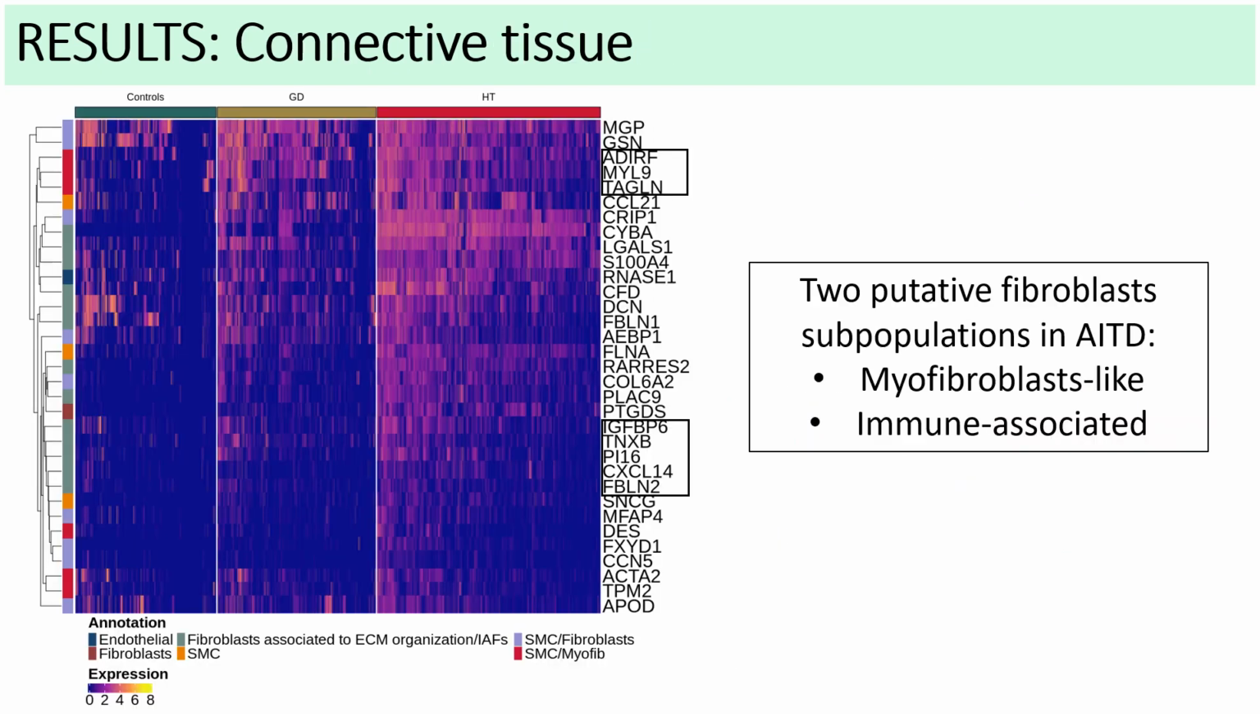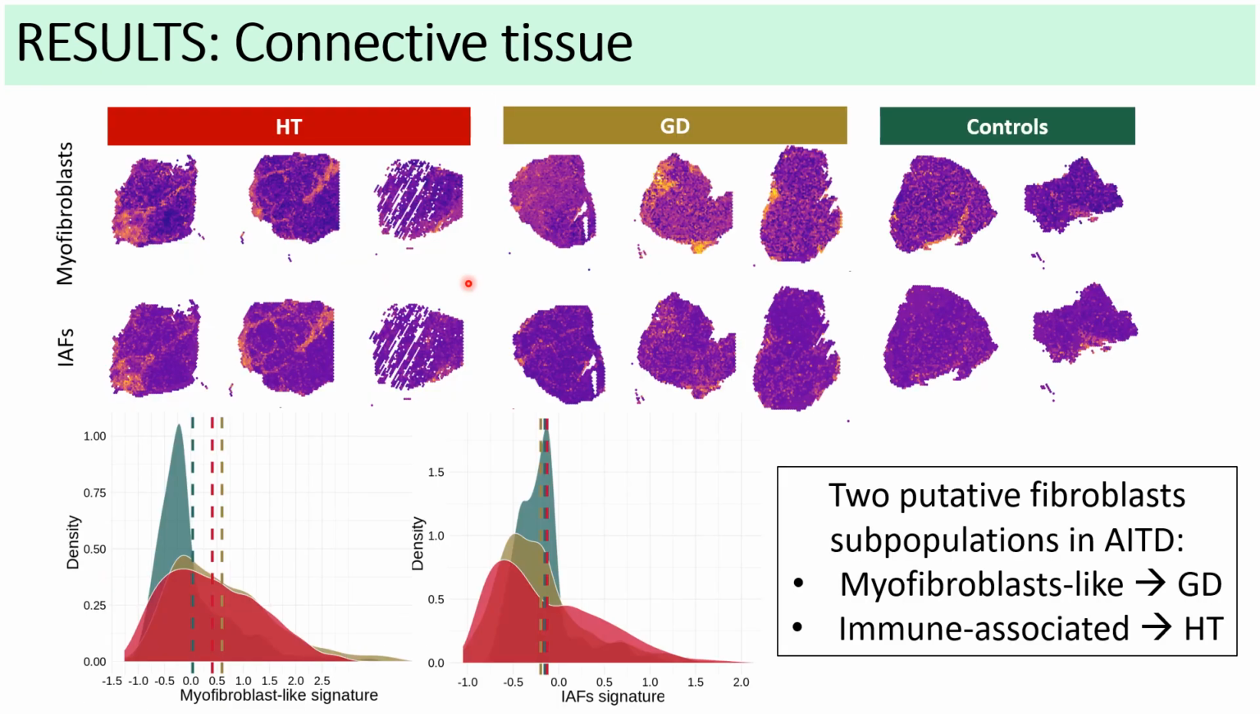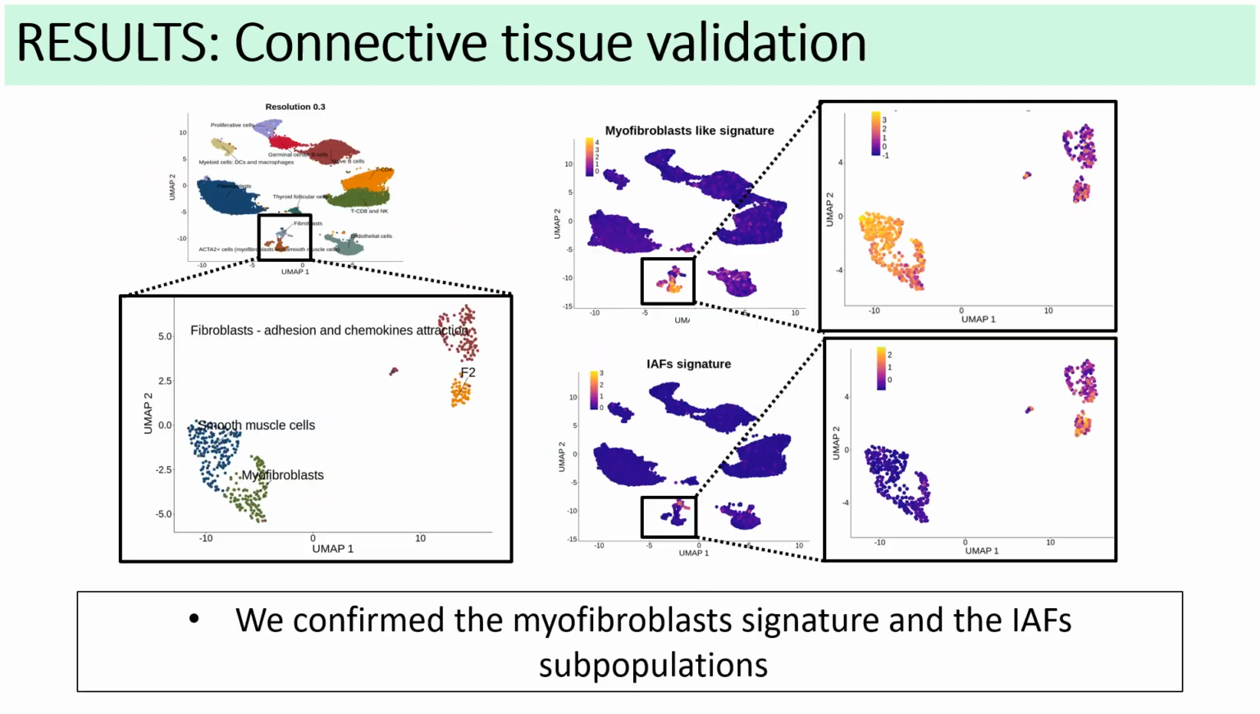From the clustering of the connective tissue, we selected the top 40 markers of the purest cluster to perform a hierarchical clustering. We highlighted these two signatures to be associated with concrete fibroblast subpopulations in autoimmune thyroid diseases: myofibroblasts and immune-associated fibroblasts. Spatial representation and density plots revealed that there is a higher expression of the myofibroblast signature in Graves' disease, whereas there is a higher representation of the immune-associated signature in Hashimoto's thyroiditis. We confirmed the existence of these two subpopulations in single-cell analysis.